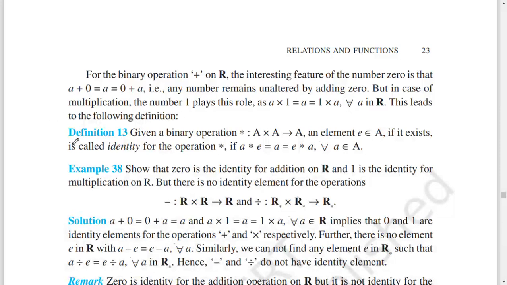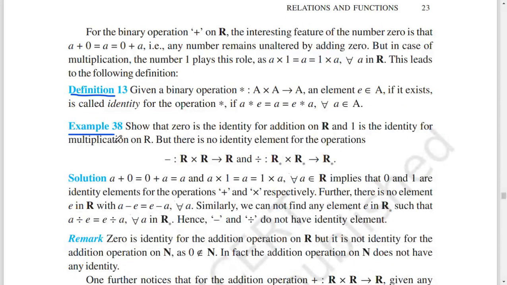Definition 13. Given a binary operation asterisk: A × A → A, an element e belonging to A, if it exists, is called the identity for the operation asterisk if a * e = e * a = a for all a belonging to A.